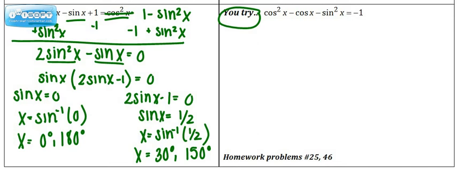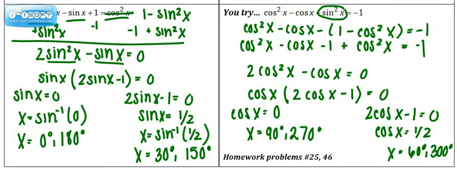Okay, looking at the second example for number 5, I should see that we are in terms of cosine squared and cosine squared of x minus cosine of x. So we're going to go ahead and change negative sine squared of x into 1 minus cosine squared of x using the Pythagorean identities. As soon as I go through and distribute that negative sign in, we can go ahead and simplify. And as soon as I get 0 on one side of the equation by adding 1 to each side, we should wind up with 2 times cosine squared of x minus cosine of x equals 0.